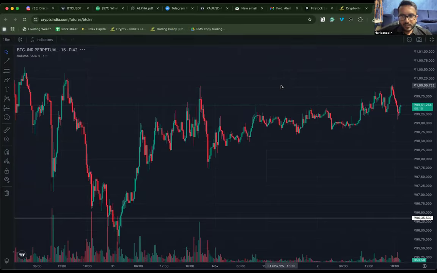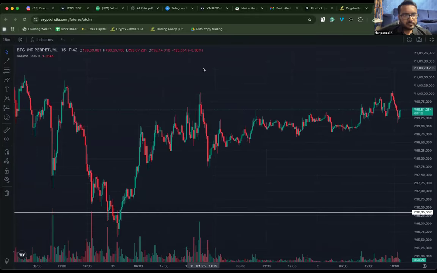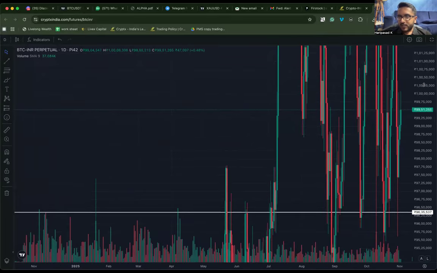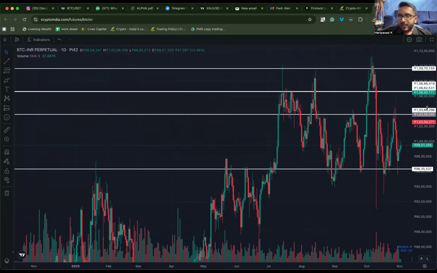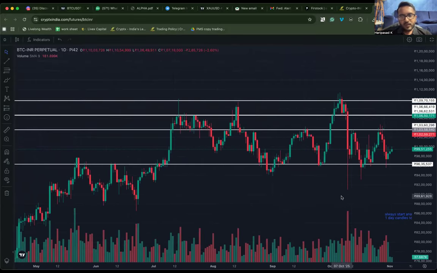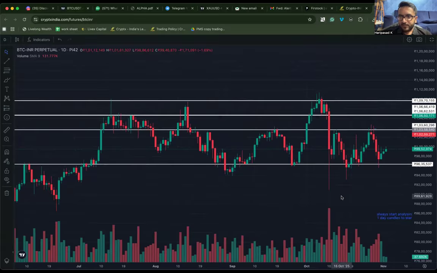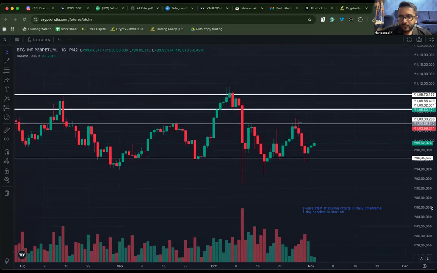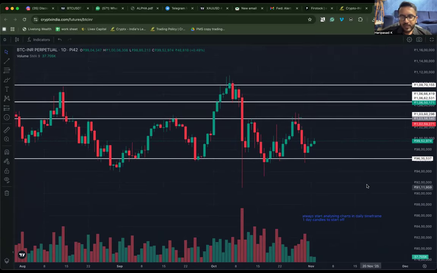I have opened the charts of BTC. First, let me analyze the charts of Bitcoin in the daily time frame. Let me start analyzing the charts of BTC in the daily time frame. This is the daily time frame chart of BTC.